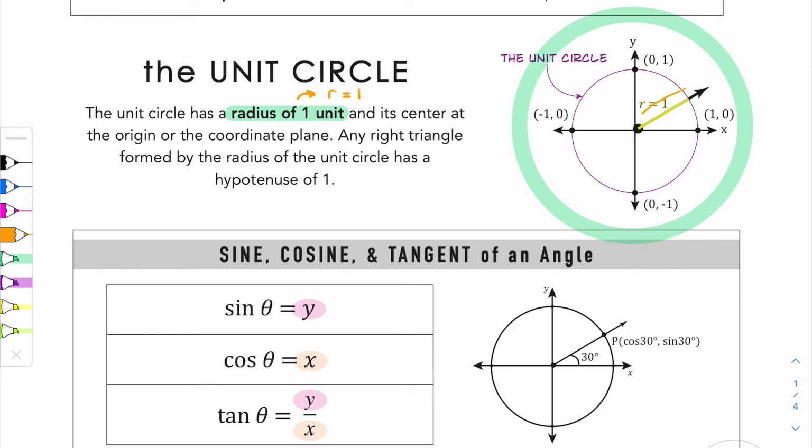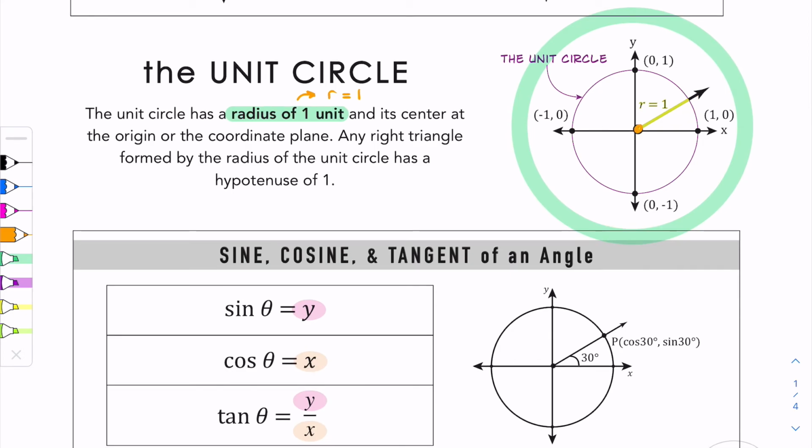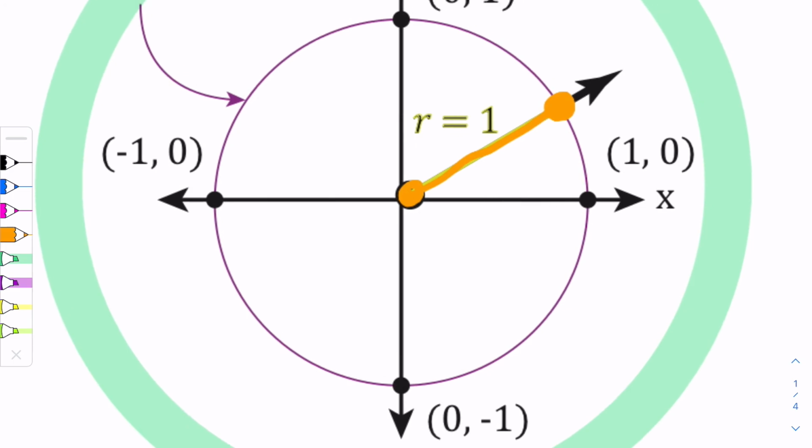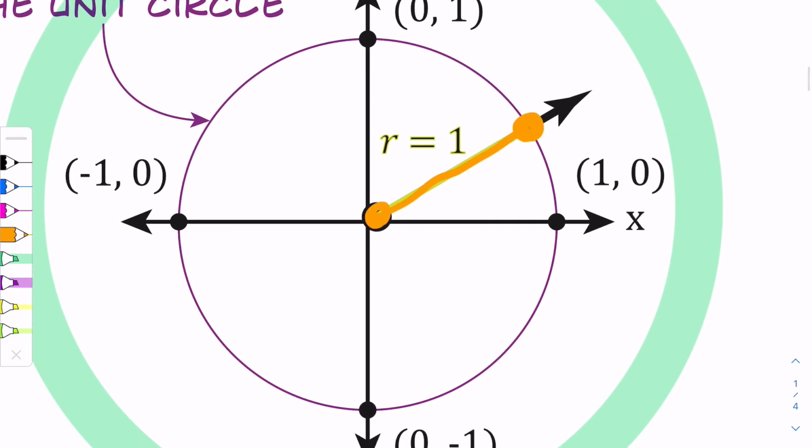Here is an example of the radius. So from the center of the circle to a point on the unit circle, the radius is 1 unit. Any right triangle formed by the radius has a hypotenuse of 1. So that's another way you can look at that. If I zoom in on this orange line I just traced, and I drop a line right back down to the positive x-axis, this just formed a right triangle. The radius is 1, but we could also call the hypotenuse of the triangle 1.